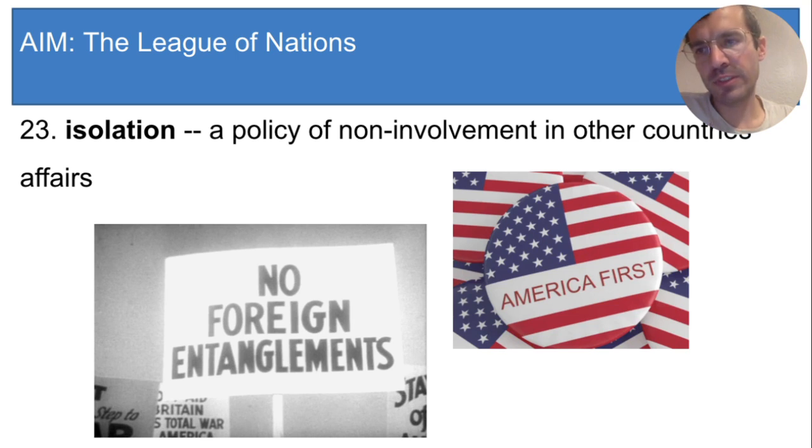Isolation is the opposite of what President Wilson proposed for the League of Nations, because joining the League of Nations would have required the US to be involved with other countries in an effort to create peace. So even though Wilson supported the League of Nations, Congress did not, and in the end, Congress rejected US involvement in the League in favor of a policy of isolation.